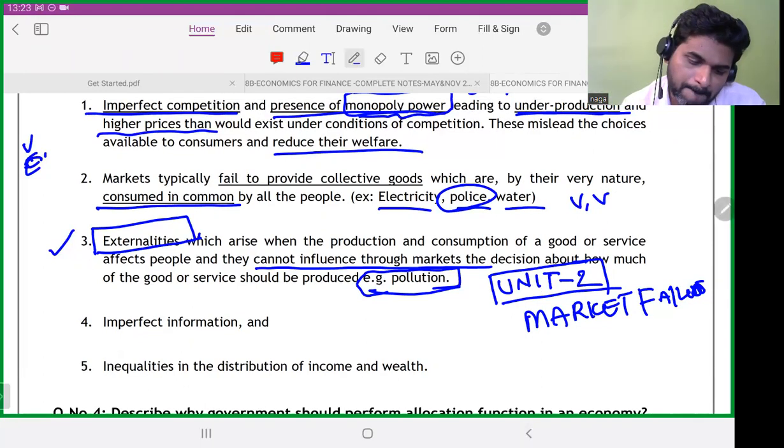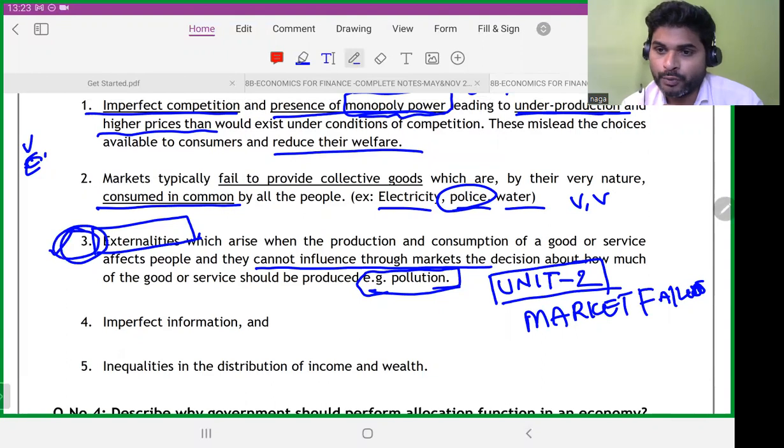I will come back when we are studying unit 2, market failure, and then we will discuss that one of the reasons for market failure is externalities, along with monopoly power and imperfect competition we have mentioned here. So there are certain things called externalities. We will discuss this in detail there. So I'm not spending time here; we will move to the next.